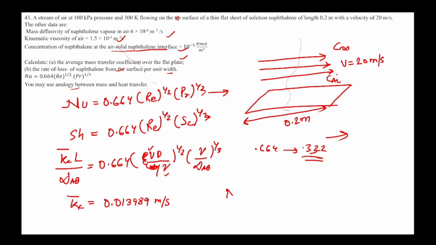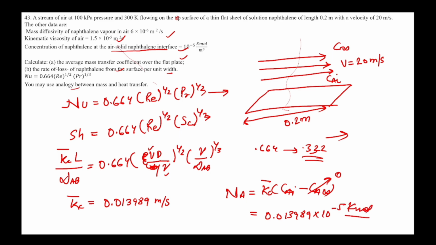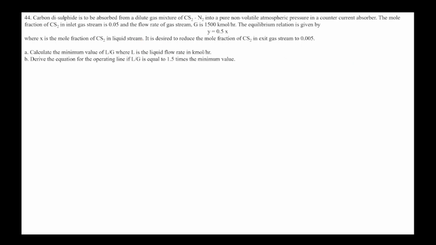Now the flux will be NA is equal to Kc average into (CAi minus CA infinite). CA infinite is 0. So it is 0.013989 into 10 to the power minus 5 kilomole per meter square second. Okay, straightforward question, just a trick here, and it is given in the question that you can use the analogy. So this is the analogy.